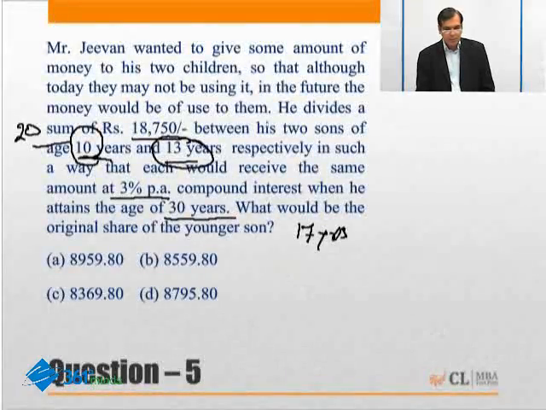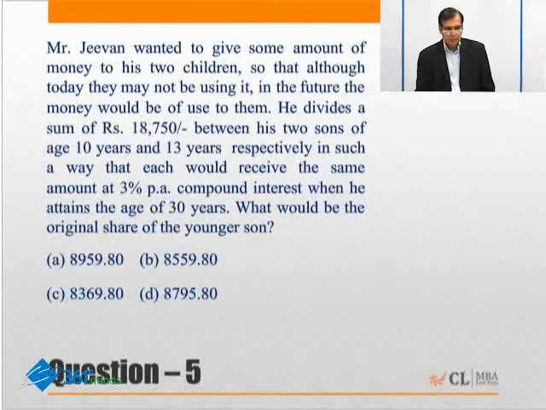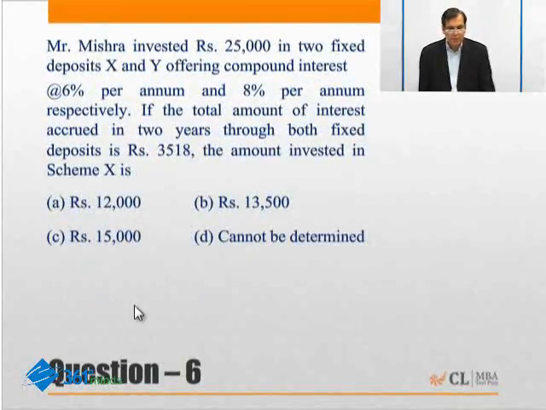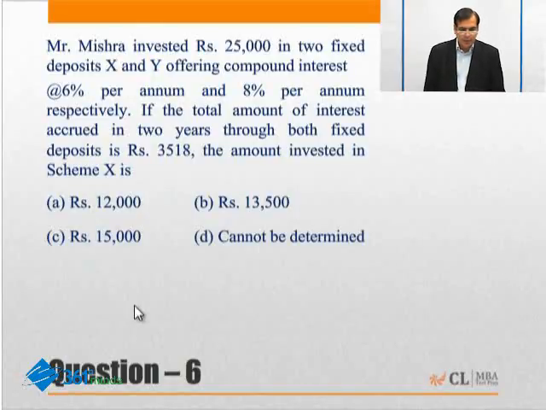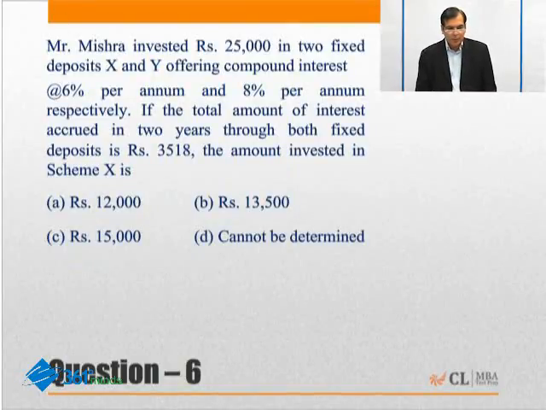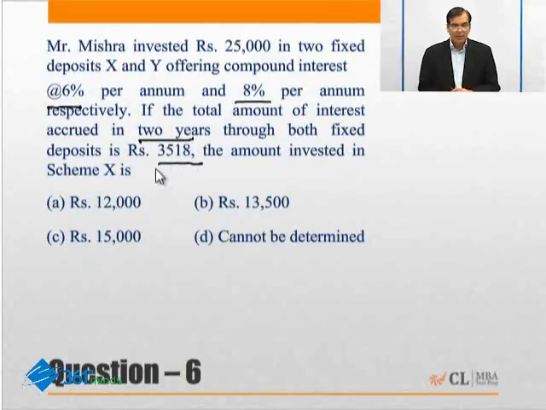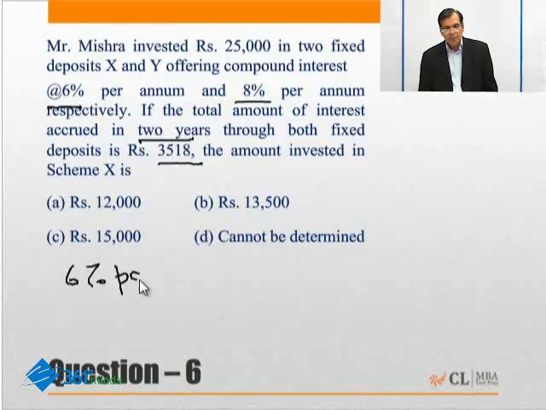Let's go to the next question. Mr. Mishra invested 25,000 in 2 fixed deposits, X and Y, offering compound interest at the rate of 6% per annum and 8% per annum. If the total amount of interest accrued in 2 years through both fixed deposits is 3518, then the amount invested in scheme X is how much? Again, 6% per annum compounded annually for 2 years. What is the interest you will get?